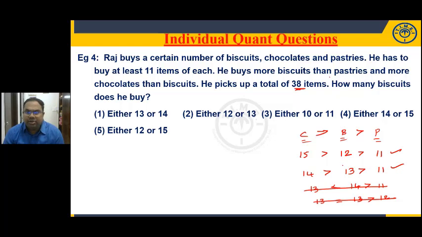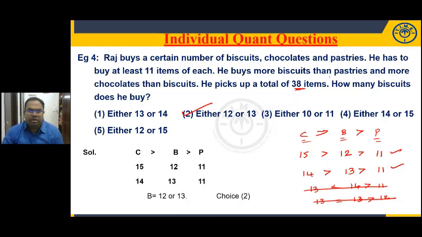So what's the question? How many biscuits does he buy? It may be 12 biscuits or 13 biscuits. Either 12 or 13 is present in option 2.